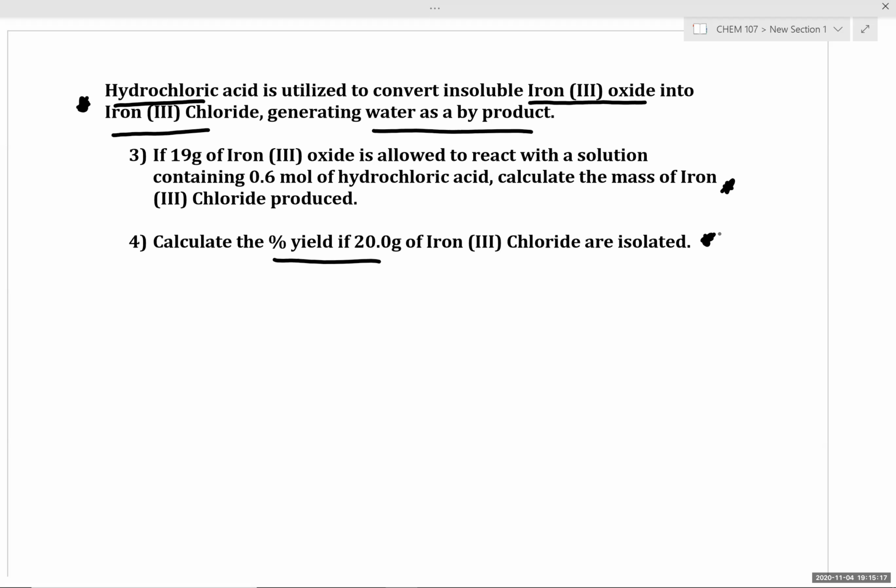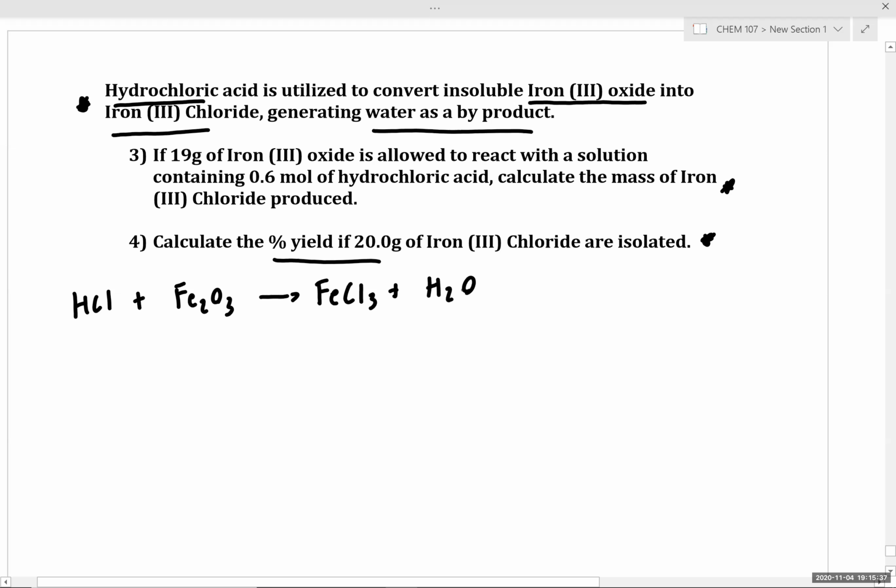And it's great to see that we have some proposals for the formulas. So we have hydrochloric acid as HCl, iron 3 oxide as Fe2O3, iron 3 chloride as FeCl3, and water as H2O. It's good to see that we have this preliminary unbalanced equation.